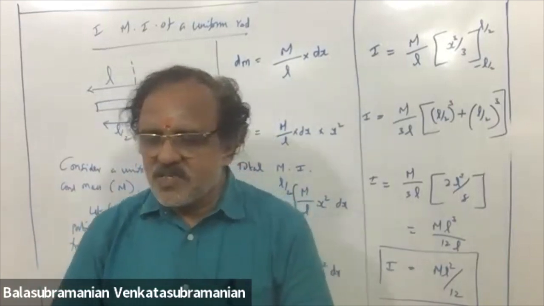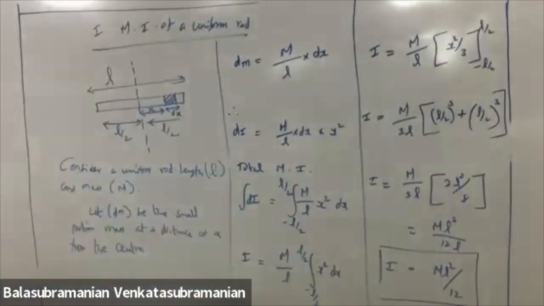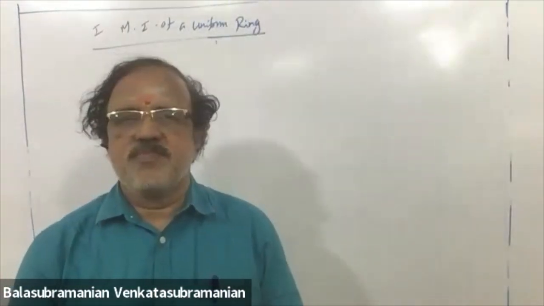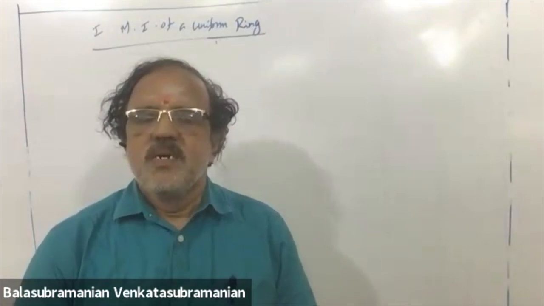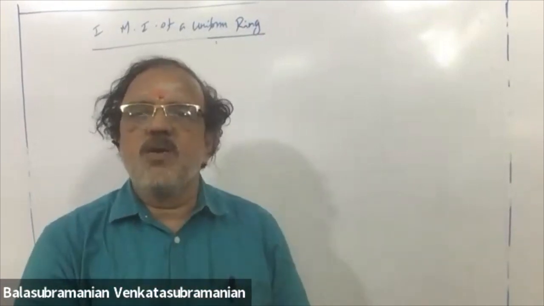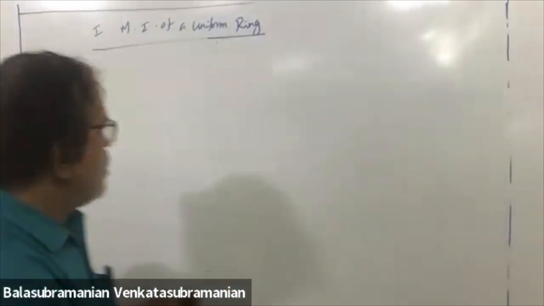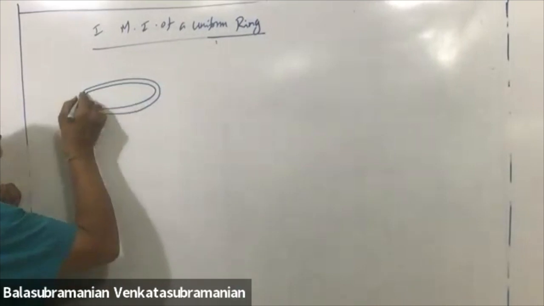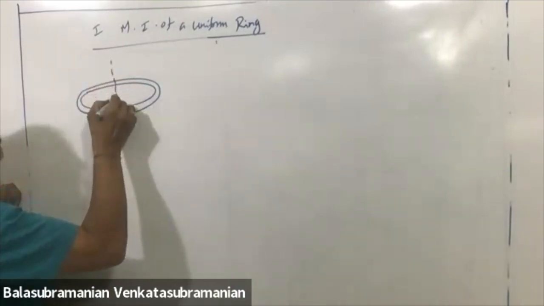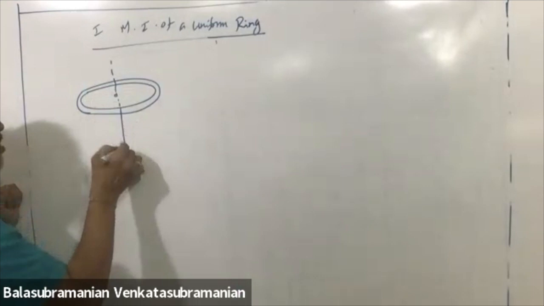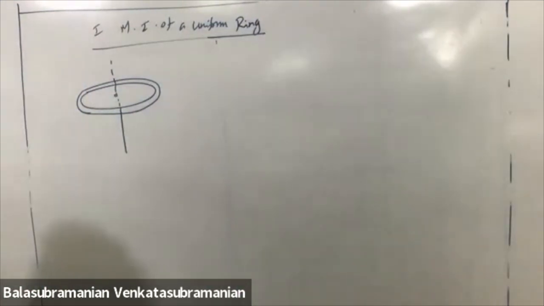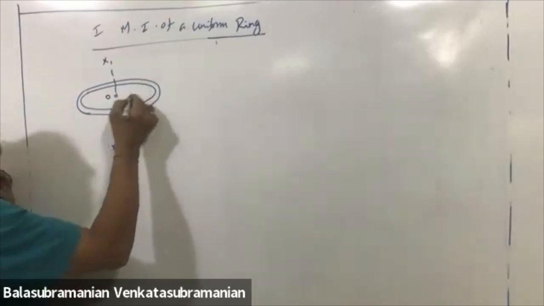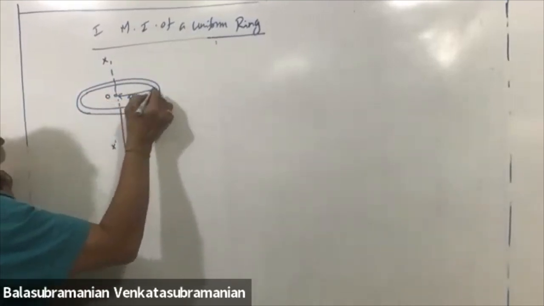Okay. Next is moment of inertia of a uniform ring. Ring is different from disc. Ring is fully hollow. This is uniform ring. Through the center, this is the axis of rotation, say, for example, XOX dash as usual. The radius is r.